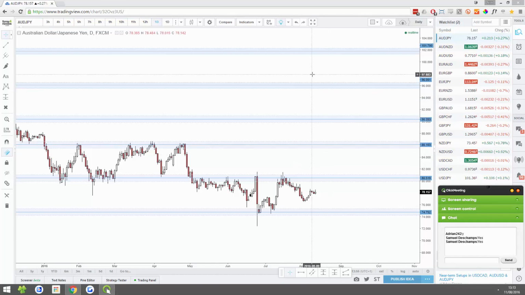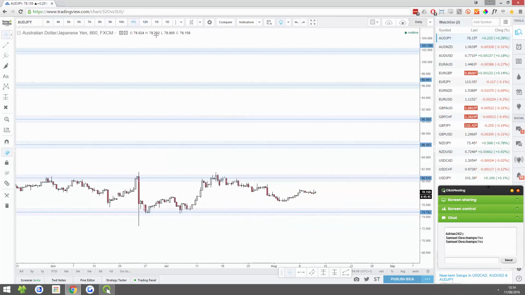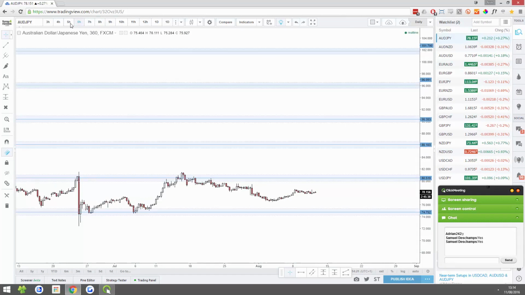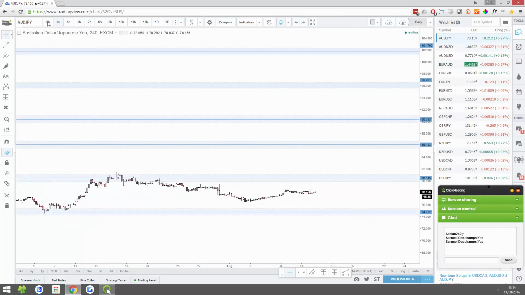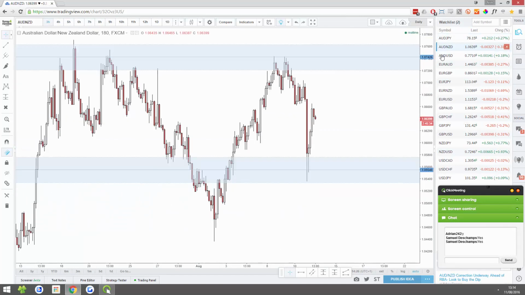Let's actually get into the analysis. We're going to kick things off with AUDJPY, but AUDJPY is currently stuck in between two support resistance areas. So AUDJPY is there, and support resistance is up here, support is down here. So that pretty much means that we're probably not going to see any setups, but still going to check every time frame anyway. But it's obviously the same across all the time frames.